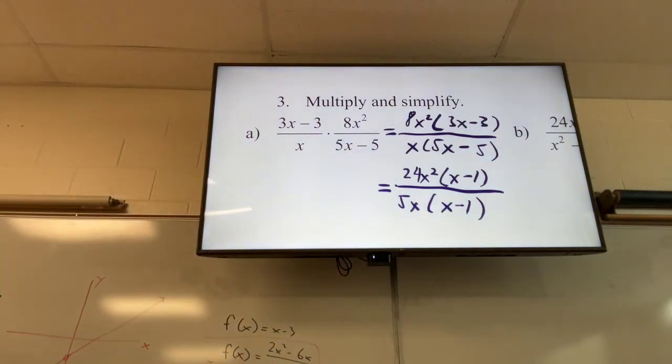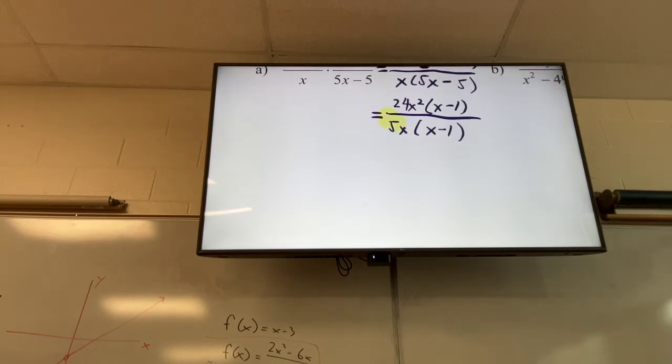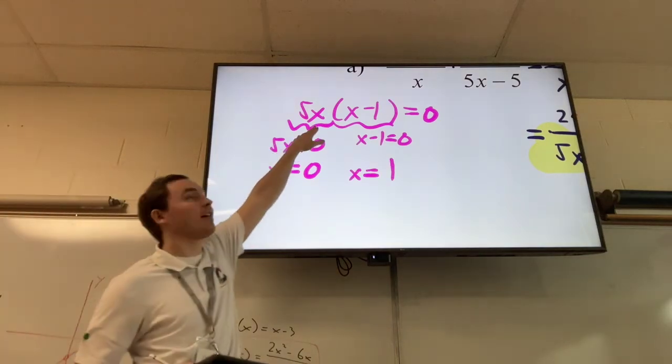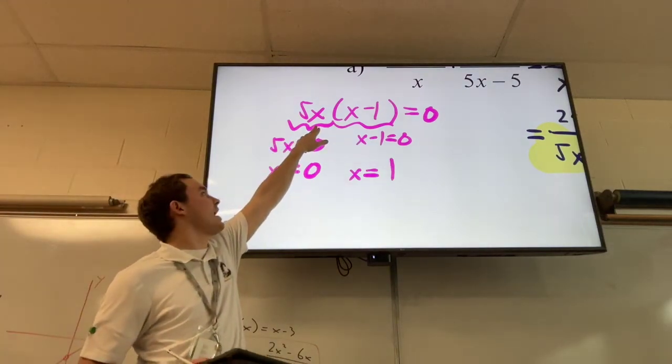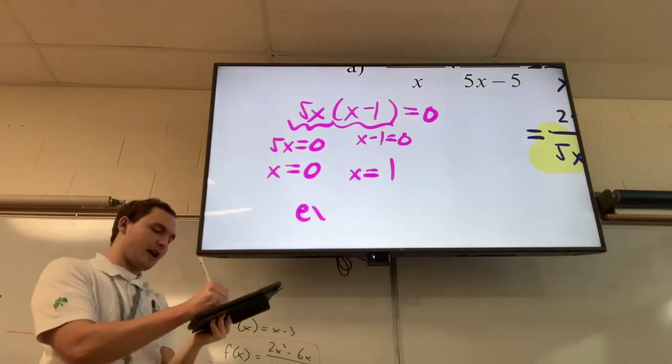And then before we cancel, what are our excluded values? So we take the bottom and write it equal to 0, so 5x times x minus 1 equals 0. We got to solve that for x, right? So I just take each individual factor and set it equal to 0, okay? So 5x is a factor, so I write 5x equals 0, all right? And then x minus 1 equals 0. Okay, so don't forget, guys, when there's an x outside here, you still got to set that equal to 0, okay? So these are my two excluded values.